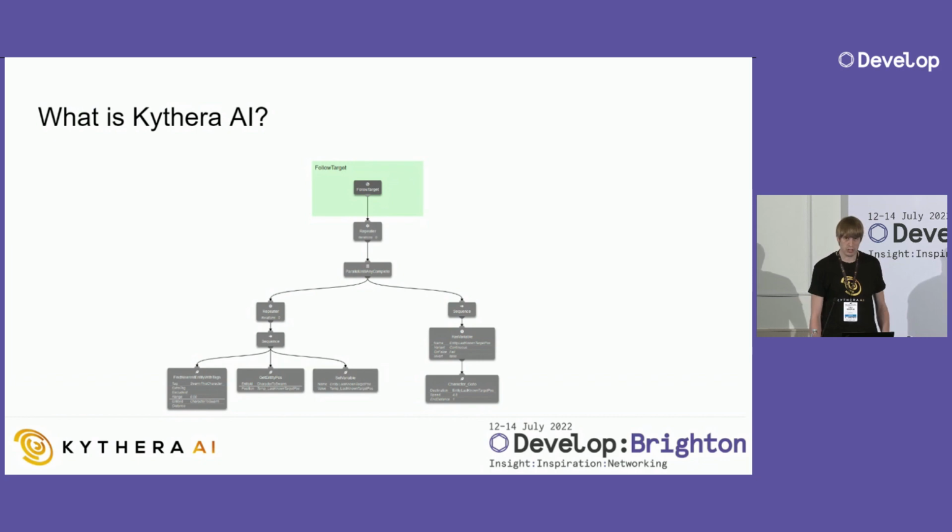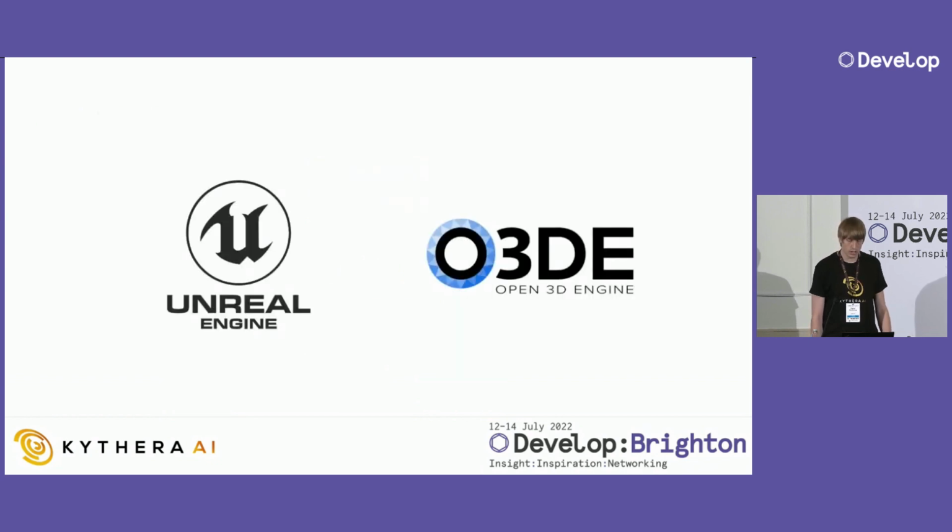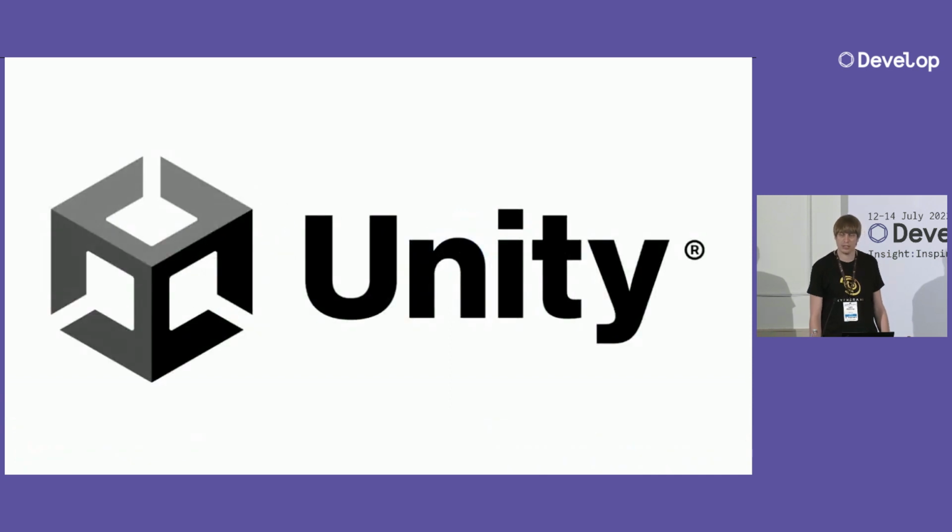And the third big feature is our behavior systems. We have behavior trees, state machines, and utility systems. Right now, we support two big engines. It's the Unreal Engine and Open3D Engine. We also supported Lumberyard and CryEngine in the past. But there is one big engine missing that is publicly available, and it is, of course, Unity.